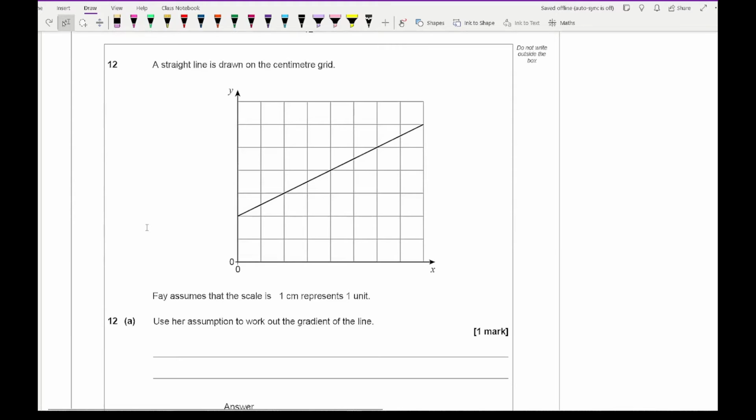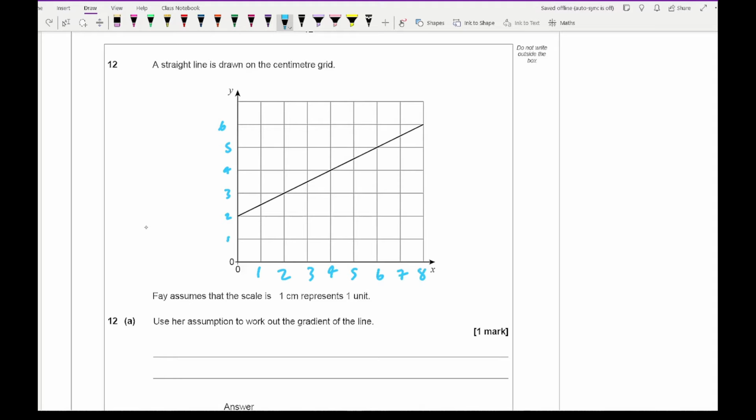Then moving on to question 12, it says that a straight line is drawn on a centimetre grid. Faye assumes that the scale is 1 centimetre equals 1 unit. Use her assumption to work out the gradient of the line. So again, if 1 unit, I just label each of these. So 4, 5, and 6. 1, 2, 3, 4, 5, and 6, 7, and 8.